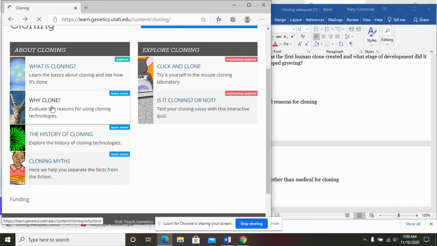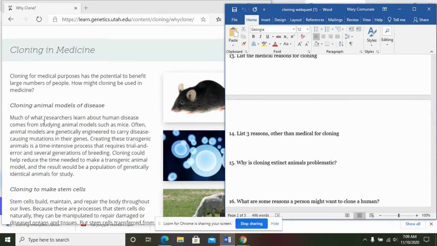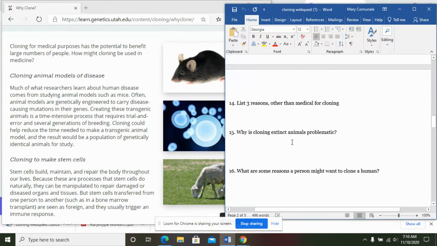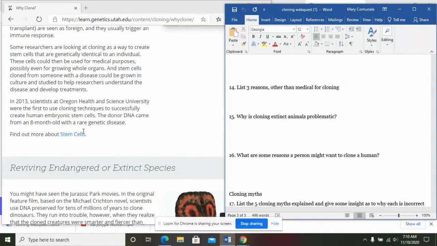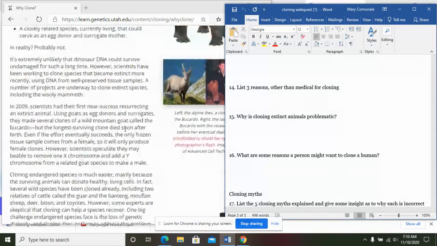After you get that part done, you're going to go on to why clone. So you're going to go back and you're going to click on the one right above history of cloning. It says why clone. Medical reasons for cloning. So here's cloning in medicine. List 3 reasons other than medicine. So we got this right here, reviving endangered or extinct species.